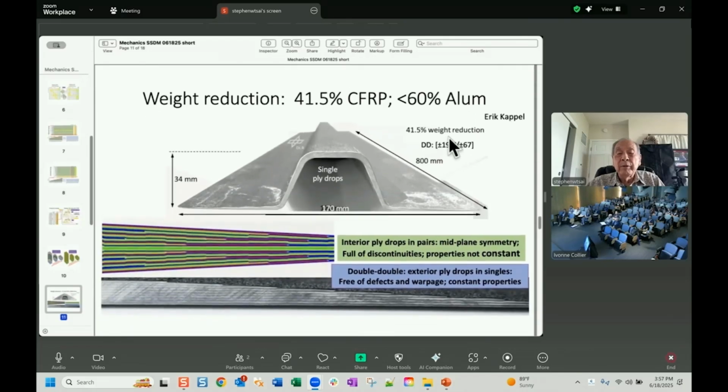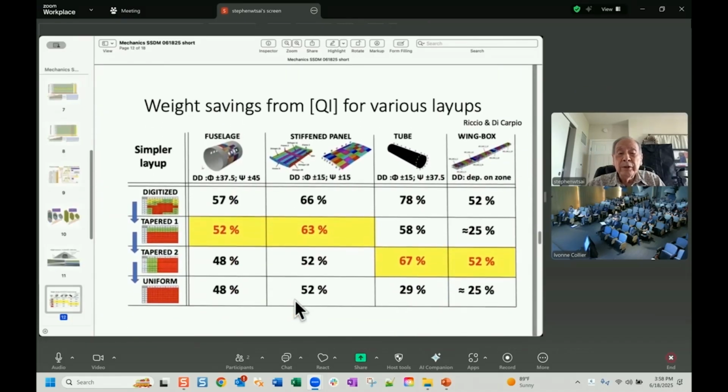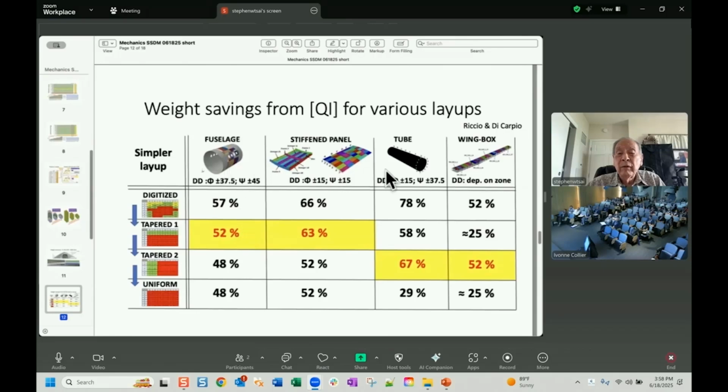And here's an example of an omega stringer. Here is a 32 ply at the thickest section. This is a 4 ply at the thin section. So when it's homogenized, you can drop the plies and you can put the ply drops on the exterior, and therefore the interior is perfectly without any discontinuity. Therefore, it's a much better laminate. And then, how much weight do you save? We have examples of four cases, and you save more than 50% of the weight.